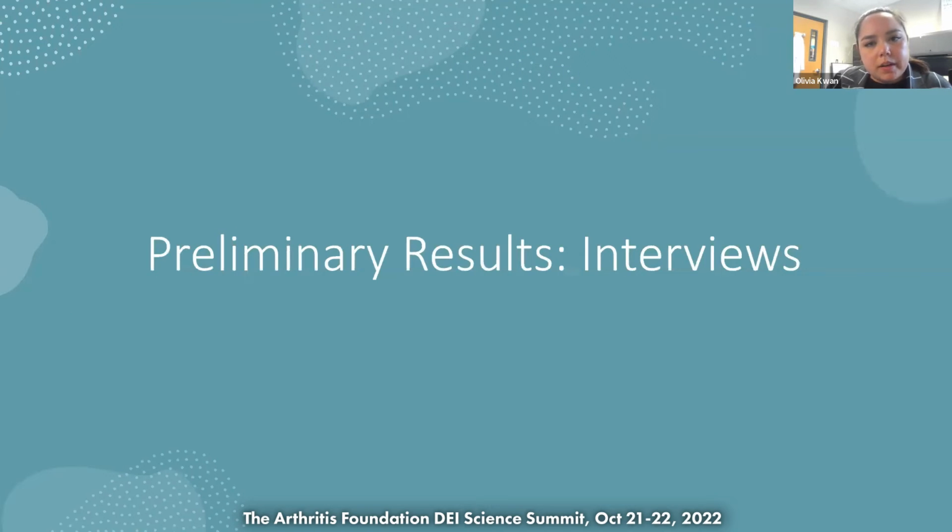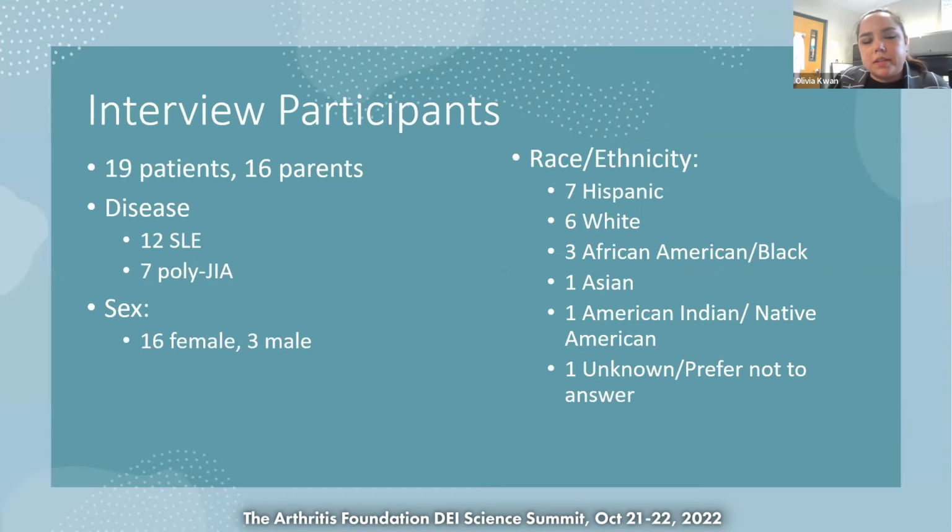So we do have some very preliminary results from our interviews. Our interview participants are as follows. We had 19 patients and 16 parents. From a disease perspective, 12 of these patients had lupus and 7 had polyarticular JIA. Our sex distribution was 16 female and 3 male. And then our race and ethnicity is as follows. We had 7 Hispanic patients, 6 patients who were white, 3 patients who are African American, 1 Asian patient, 1 patient who is American Indian, and 1 patient who preferred not to answer.